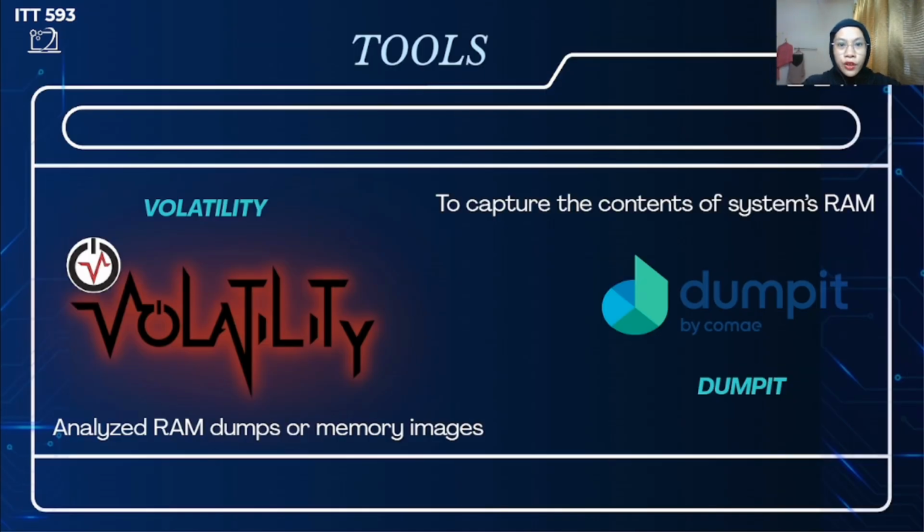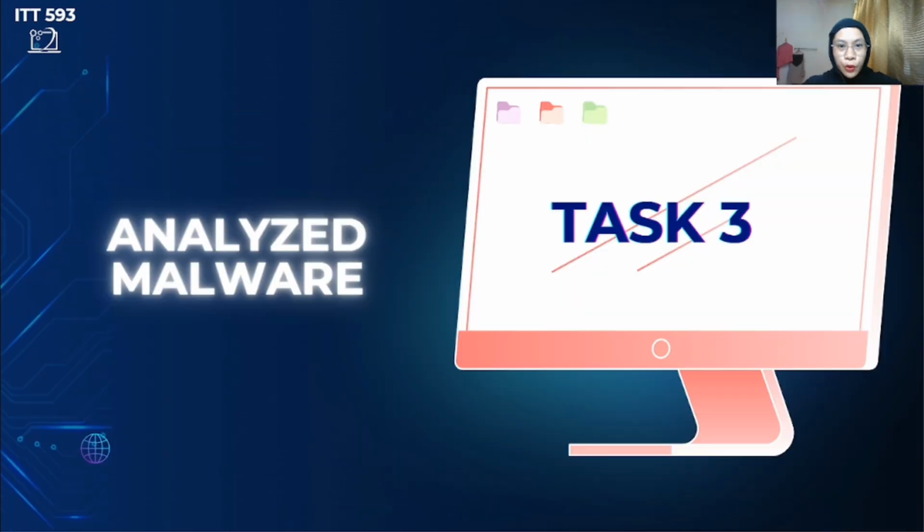So for today, there are two tools that we'll be using. The first one is Volatility, and it is to analyze the RAM dumps or memory images. And for the second one, we will be using DumpIt in order to capture the contents of the system RAM. So we'll be carrying out the third task, which is to analyze the malware.